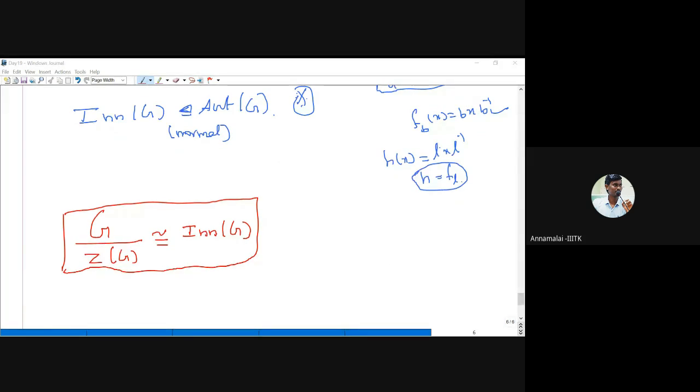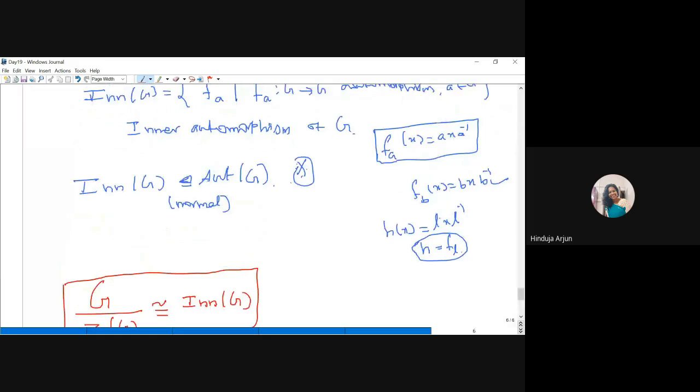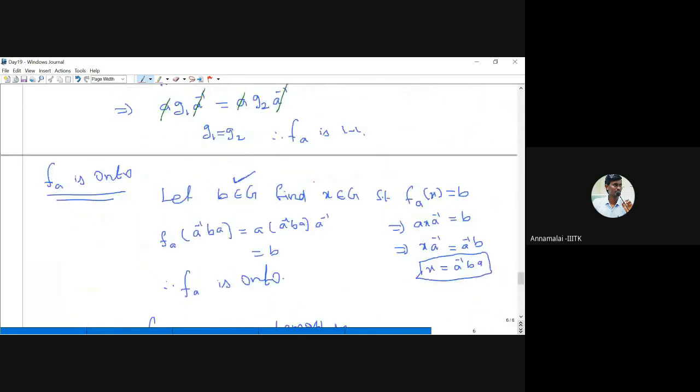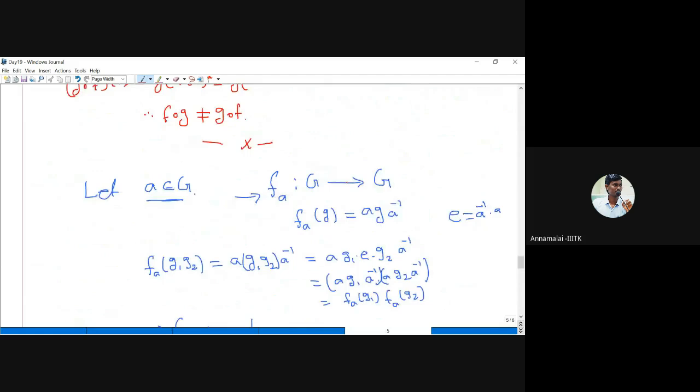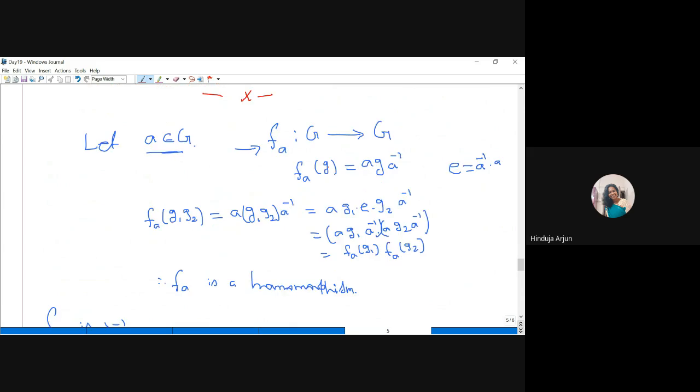Sir, how did you say it's automorphism, sir? It's because it's an isomorphism and the domain and codomain are equal. Yeah, automorphism, because domain and codomain are the same, that's why we call it automorphism. If the domain and codomain are different groups, we just call it isomorphism. Sir, we should check whether it's abelian. No, why do we need abelian here?